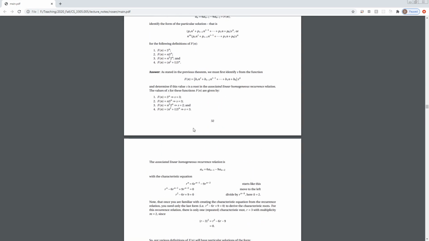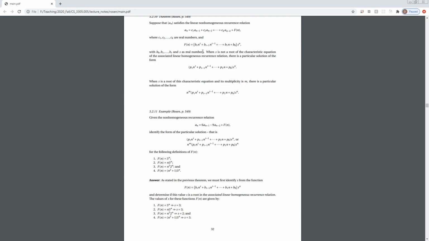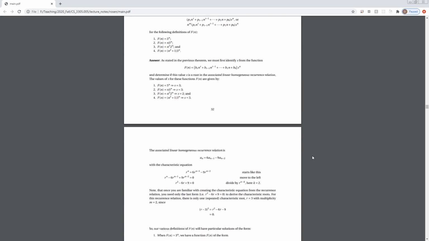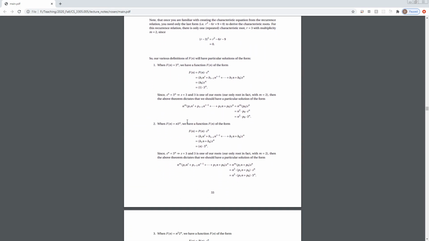So then, going back to the formula, when s is a root of the characteristic equation, we use this formula, right? So we come back down here, and we use that formula, okay? And so we know that the degree of the polynomial in the particular solution matches the degree of the polynomial for the non-homogeneous function, right? So it's degree 0, it's just a constant. So we don't have any higher order terms than this constant p0.